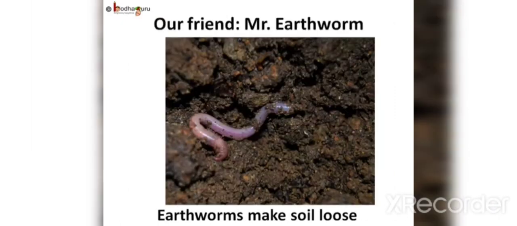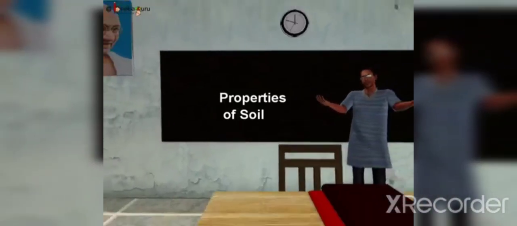You know, earthworm lives in soil and makes the soil loose. And then soil can trap more air and water can also enter the soil easily. So no wonder the earthworm is known as a farmer's friend.